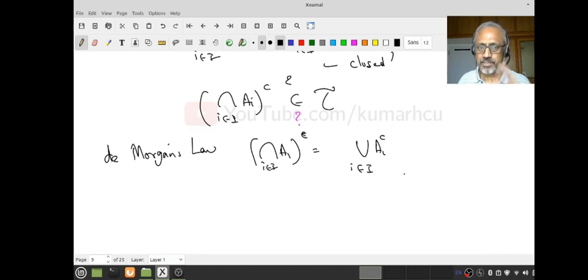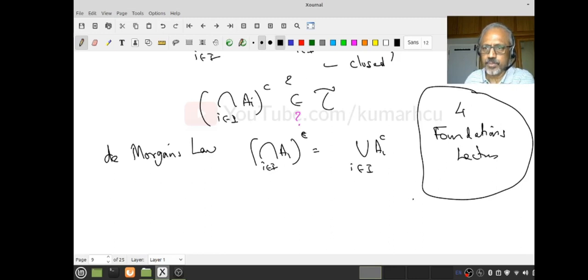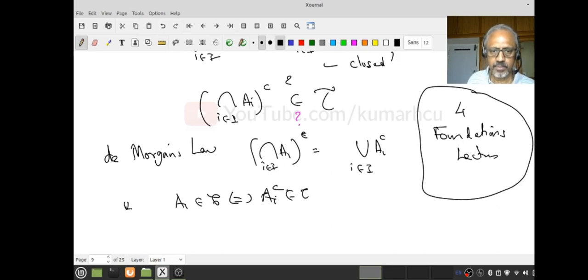Okay, this is another point which creates problems for students of topology: basic set theory, and the second thing is logic. So learn those things well. You would have learned all those things well if you look at my foundations lectures. There are 4 lectures. Please watch all of them so you'll become competent. Now what do I know about the A_i? The A_i are in C, that is, if and only if the A_i complements are in tau, for all i. Therefore these are all in tau, therefore the union is in tau, therefore this follows.